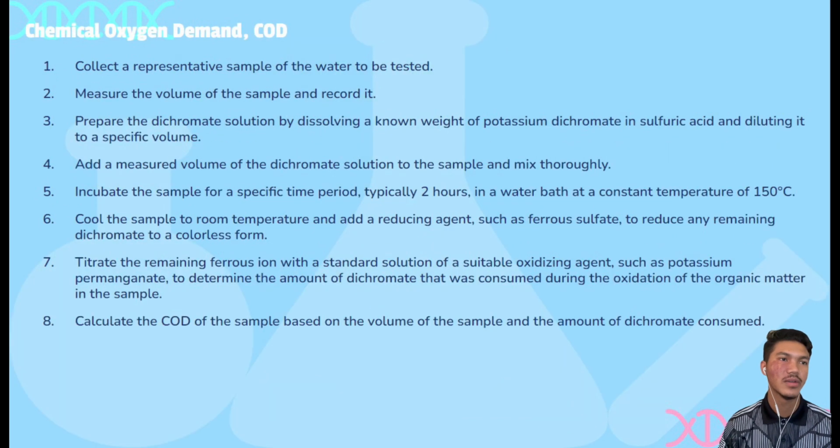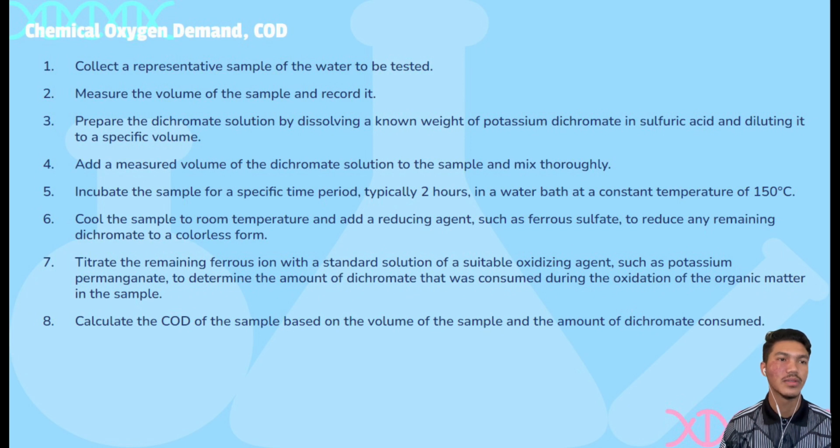For the COD test, first we collect a representative sample of the water to be tested. Then we measure the volume of the sample and record it. After that, prepare the dichromate solution by dissolving a known weight of potassium dichromate in sulfuric acid and diluting it to a specific volume. We add a measured volume of the dichromate solution to the sample and mix thoroughly.